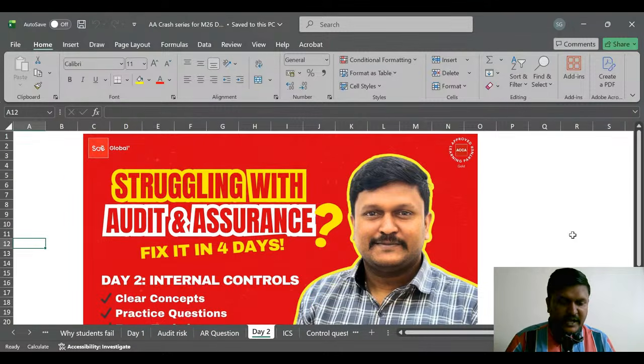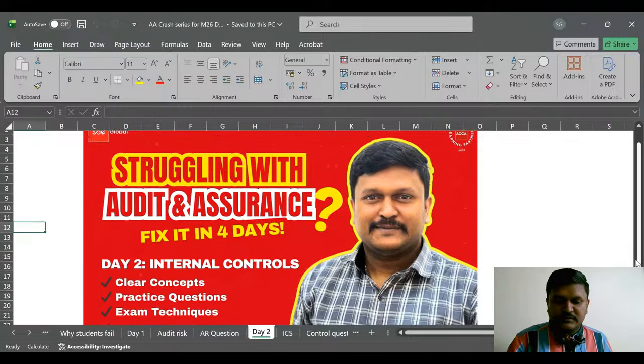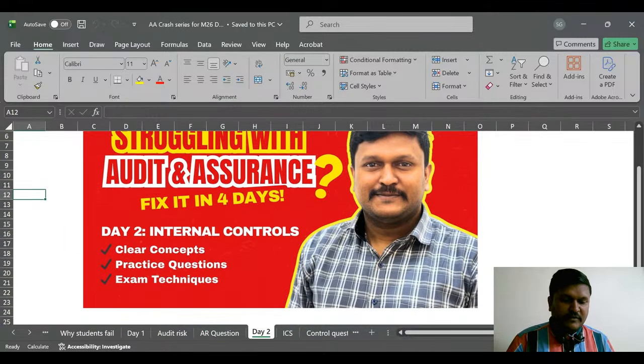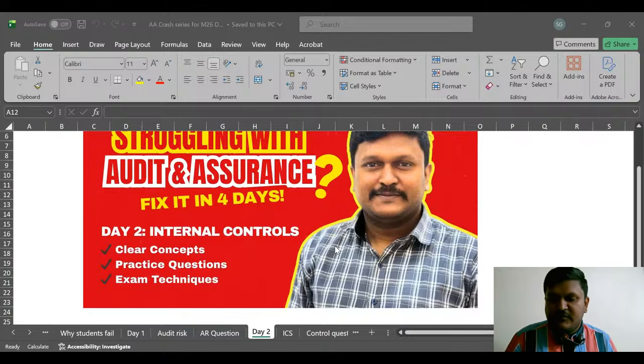So we are into day 2, where we'll be discussing internal controls in total, the concepts relating to that, and we will practice a question where we'll discuss more about the exam techniques as well. So before we dig in, again, people in the chat box, can we have a discussion relating to the difficulties you have faced? If you can debug any difficulty you have faced relating to these kinds of questions.